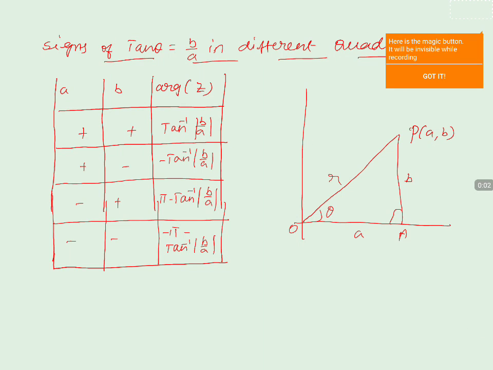Now we'll discuss the signs of tan theta is equal to b by a in different quadrants. As we know, there are four quadrants: first, second, third and fourth. Now we'll discuss this tan theta, which is equal to b by a, in these four quadrants. For this, first we'll take the x-axis and here we'll take the y-axis.